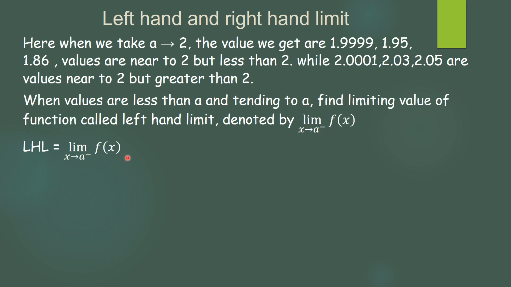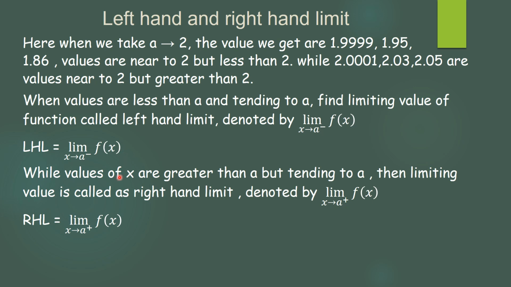Now what is the right hand limit? Values of x greater than a and tending to a. When we calculate the limiting value for that, it is called a right hand limit, and it is denoted by x tends to a plus. This plus sign indicates that x is greater than a, while the minus sign indicated that it was less than a. The right hand limit is limit x tends to a plus of f of x.